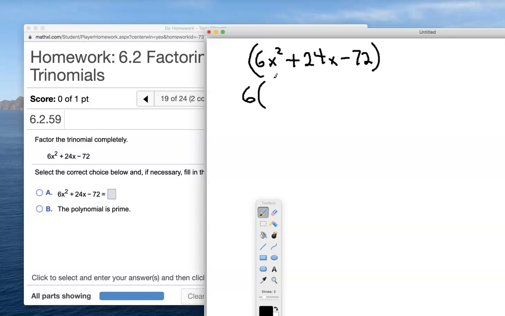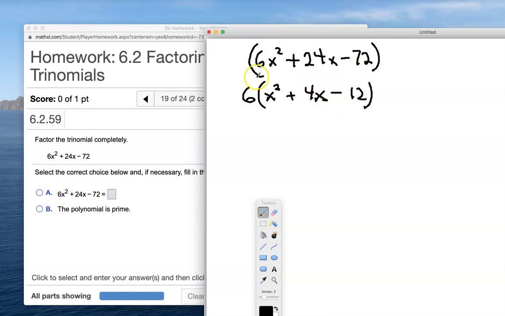Now, it's not always going to be the case where you can just pull out the front number. That's in section 6.3, and I'm going to have to talk about what you do there. But in this case, I can pull out the 6. And what does that mean by pulling out the 6? You divide every term by 6. 6 goes into 24 4 times. 6 goes into -72, -12 times.